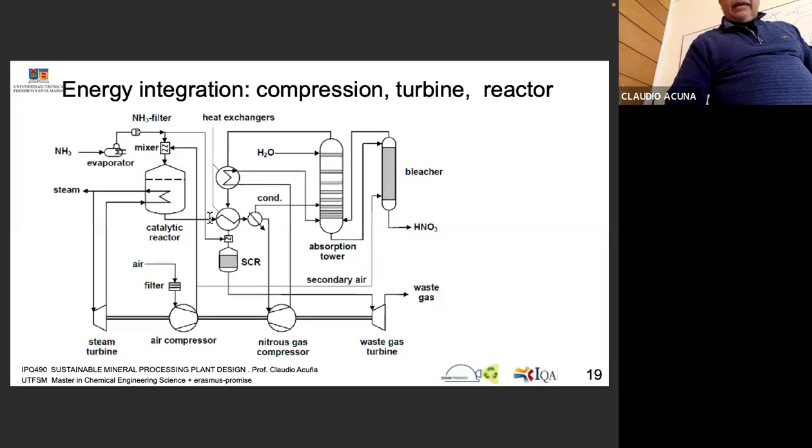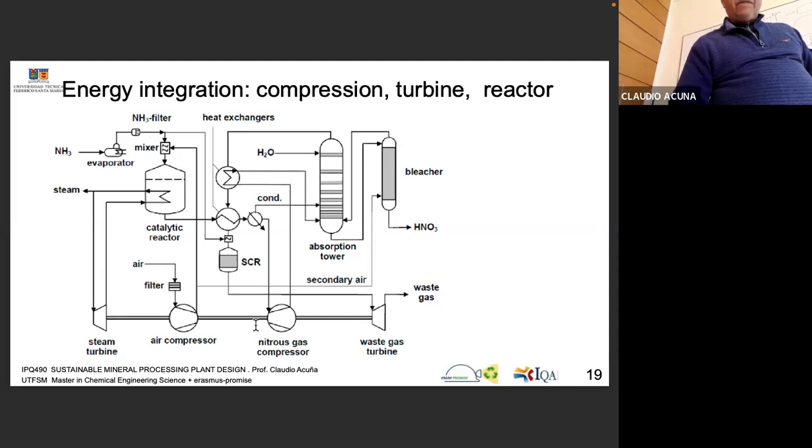Okay, again, this is the conceptual design for, let's say, the single axis. This is the compressor for the ammonia, the air compressor, the nitrous gas compressor, and the gas turbine is expanded, and then this steam turbine heat is used to generate steam, and all of them are connected in a single shaft.